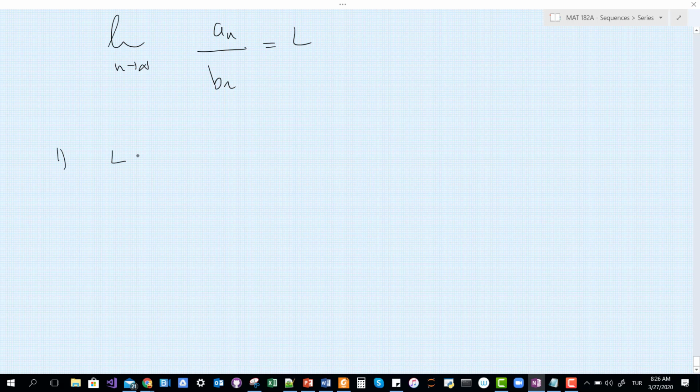If this limit is bigger than 0, but it is not equal to infinity, it is between 0 and infinity, then both series are convergent or both are divergent. So they have the same character, guys.